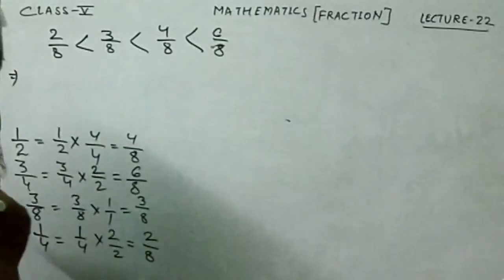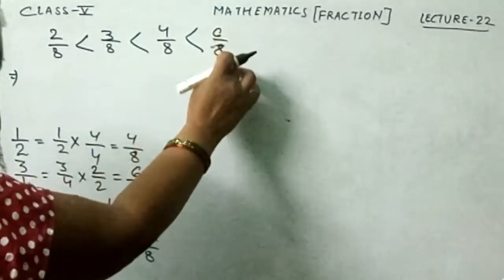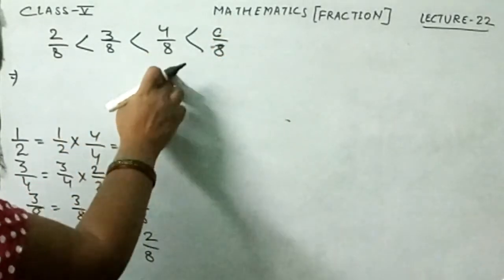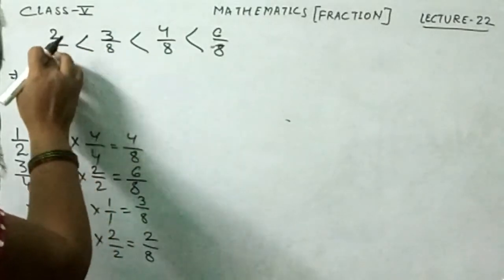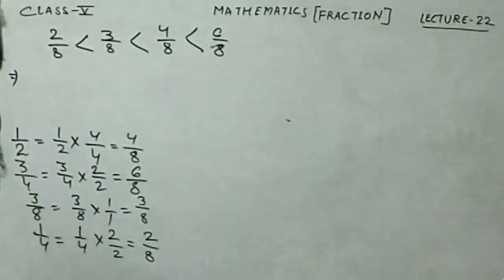In the same way we have to write the descending order. How? First we write 6 by 8 is greater than 4 by 8, greater than 3 by 8, and then 2 by 8. Just write the opposite, then it will be the descending order.